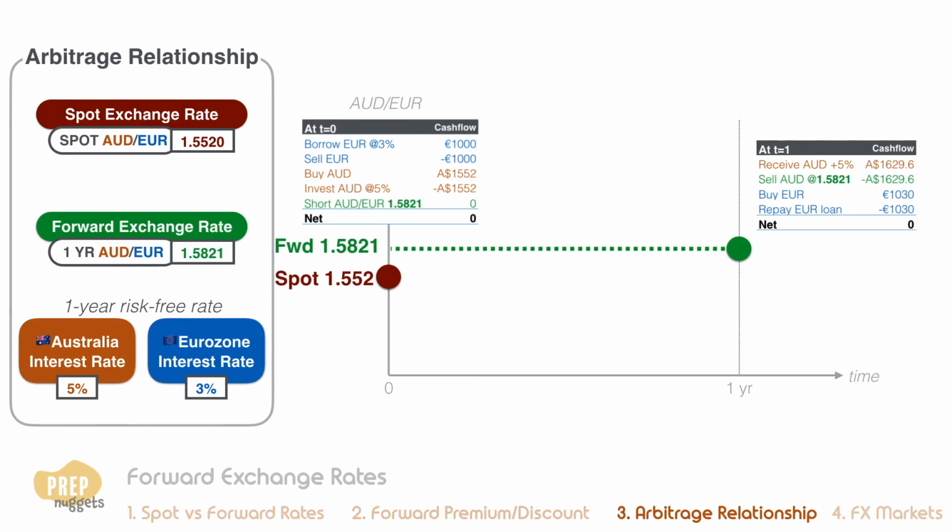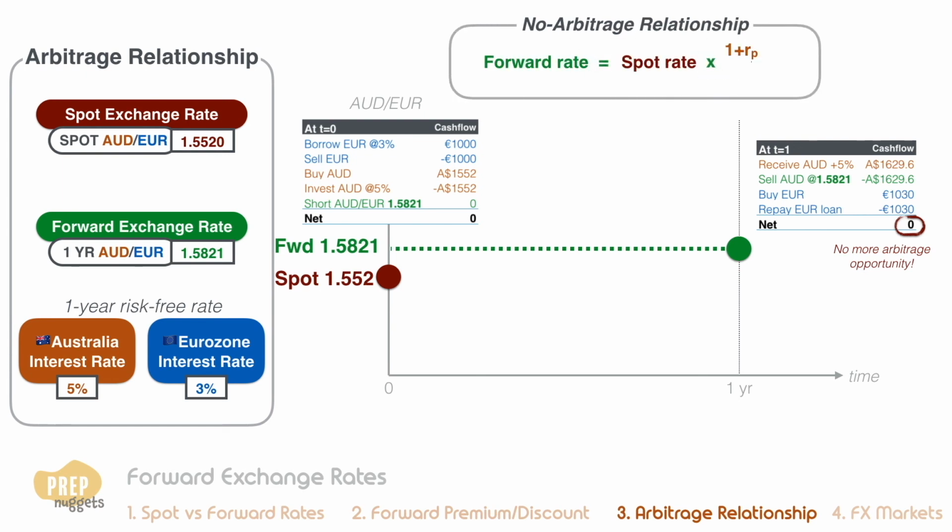So here, we see that when the forward rate is increased to 1.5821, the net cash flow at the end of the year to the arbitrageur is 0. This level, where there is no more arbitrage opportunity, is the equilibrium level for the forward exchange rate. The no arbitrage relationship between the forward rate, spot rate and interest rates is as such. If we plug in all the figures into this relationship, the equation balances, meaning there is no arbitrage opportunity and the rates are priced correctly.